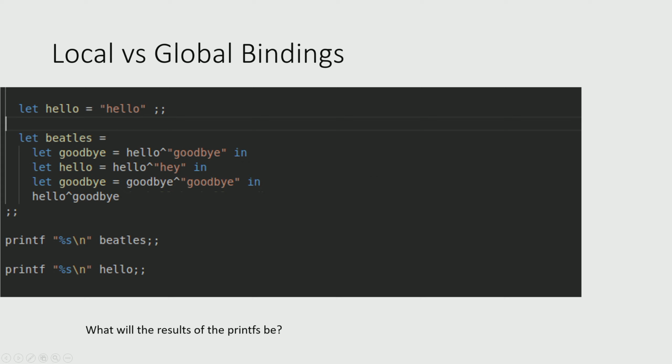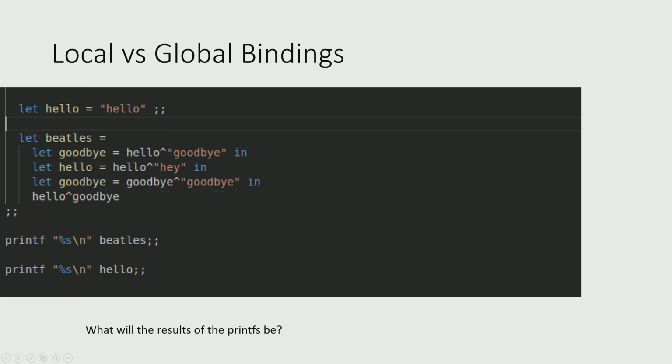Then we have another hello variable, and this one's kind of weird. Is it this one? Are we using this? Are we reassigning it, or what's going on here? We'll get into that, don't worry. But you can see we use hello and add hey onto it. And then finally, we have another goodbye declaration, and we add goodbye onto goodbye. And then at the very end, we do hello goodbye.